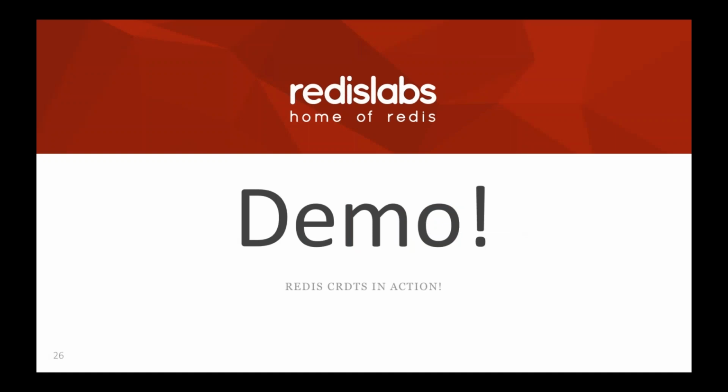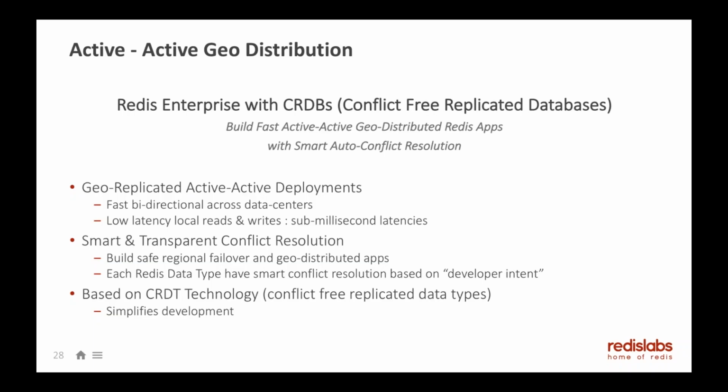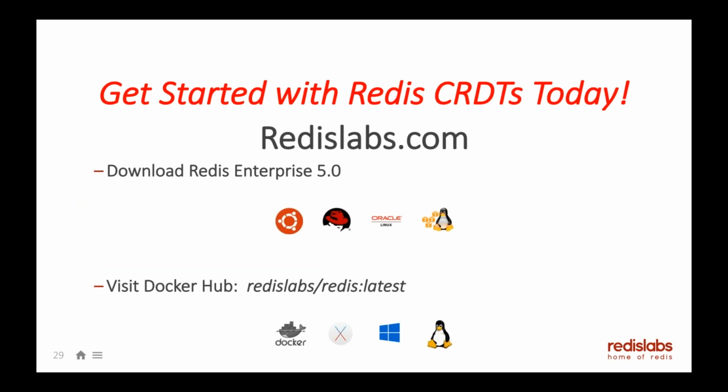That was my demo. So a very quick recap here. Today we talked about Redis and Redis Enterprise architecture, the replication capability that allows us to build Redis CRDTs, and how CRDTs operate and provide the active-active deployment topology, smart conflict resolution, and with all of that, a simplified development experience for you to develop these complex geo-distributed applications.